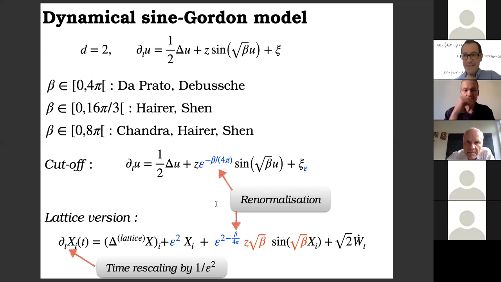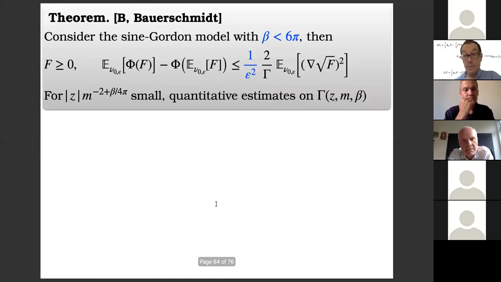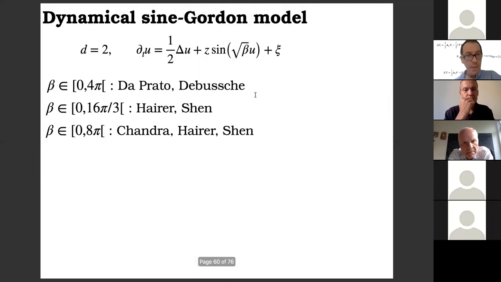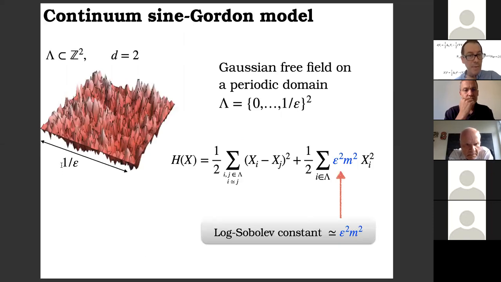Thanks for the talk. So in the end, if I think about the continuum sine-Gordon, can you control the infinite volume limit if you keep this mass term? Yes. What happens is that we can add a term, let's say L divided by epsilon. I didn't add this extra parameter, and the Log-Sobolev is uniform with respect to the extra L. So the Log-Sobolev is only proportional to 1/ε. Does that fit your question?